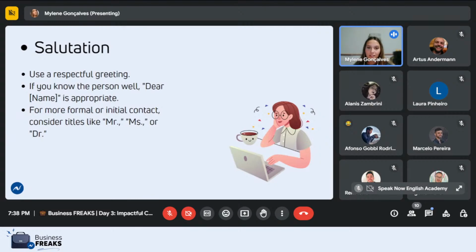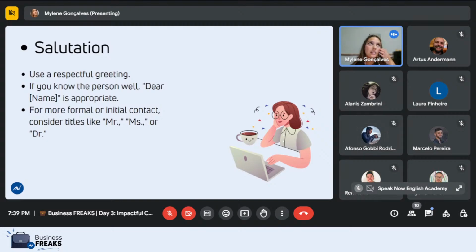The salutation: how you're going to respectfully greet the person that you're going to send the email to. Use a respectful greeting. If you know the person well, like "Dear Mylene," "Dear Marcelo," is appropriate. For more formal or initial contact, consider titles like Mr. or Mrs. or Doctor.